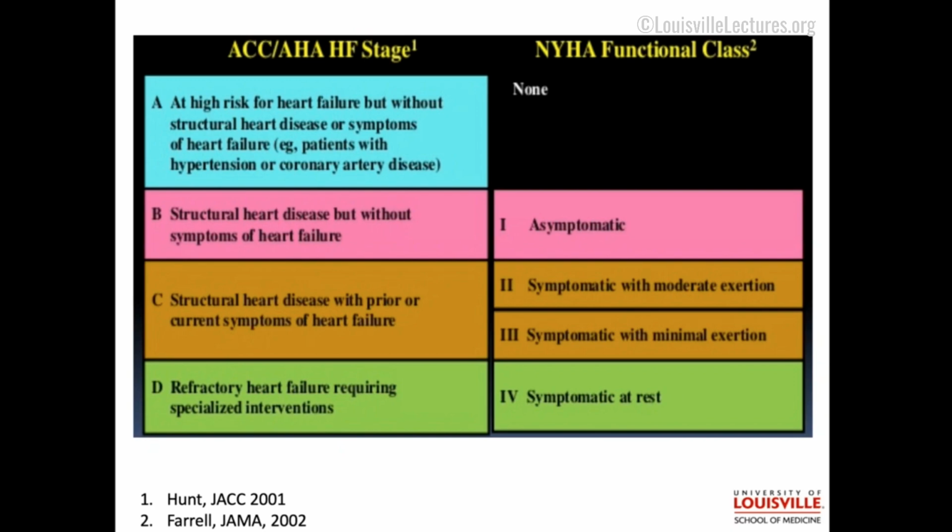Heart failure stage starts with A, which means you have risk factors, something like hypertension, but you have normal systolic function. Stage B, some structural heart disease, so your EF has started to drop but no symptoms. That corresponds to New York Heart Association Functional Class 1, which means you have no symptoms. You can go out and do all of the things. You can exercise, you can run a mile at the gym and have no symptoms.